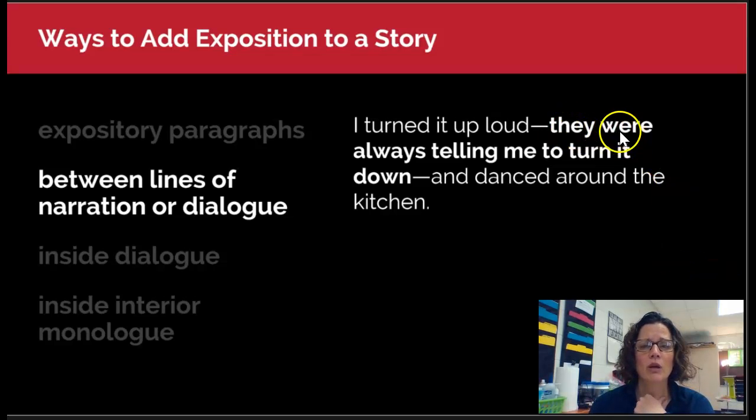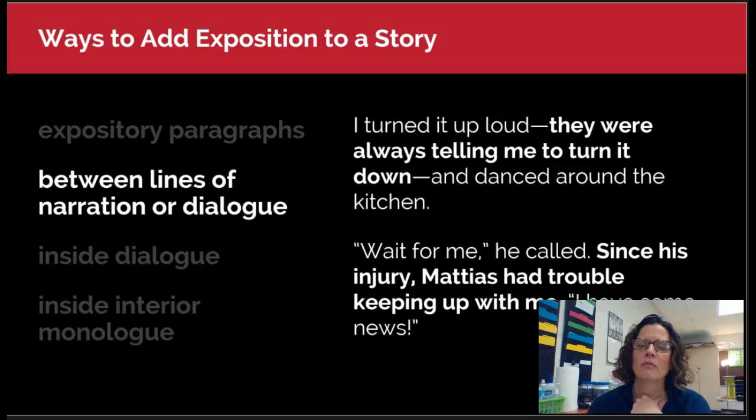You could do the same thing with a line of dialogue. Okay, so this right here, the bolded part, is the exposition. Wait for me, he called. Since his injury, Matthias had trouble keeping up with me. I have some news. So here is the expository lines. So they kind of pepper it in little by little in between some of the narration or some of the dialogue.